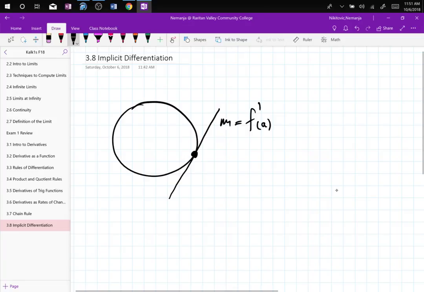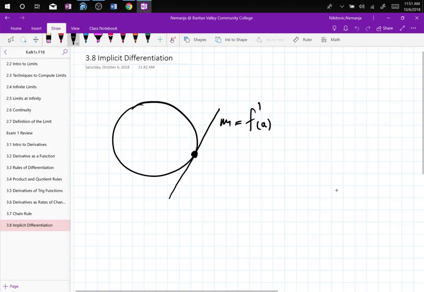So that's how this 3.8 gets to be the oddball in pretty much the entire Calculus 1 curriculum. All right? Every single section other than this one is applied to a function. This is the only one that is applied to both function and non-function.